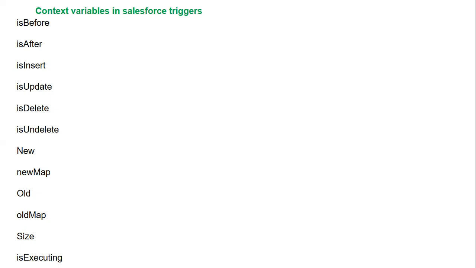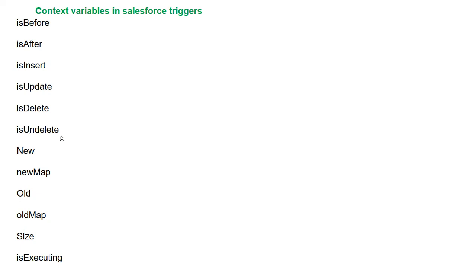Next, Trigger.isDelete. This DML context variable defines whether your record is deleted. If the record is deleted, it returns true, otherwise it returns false. So this is a Boolean expression.